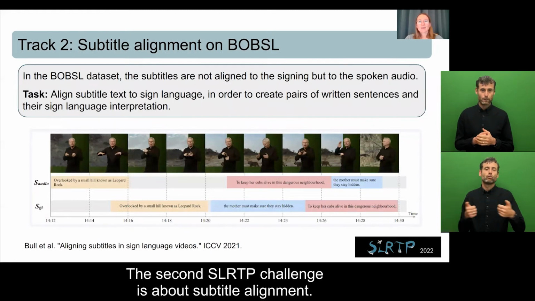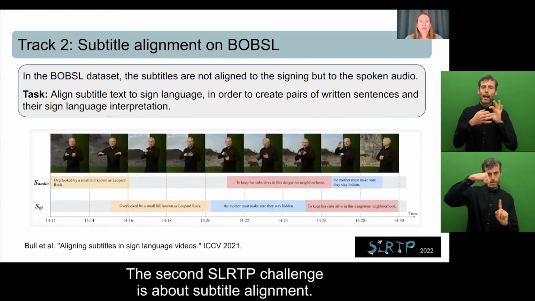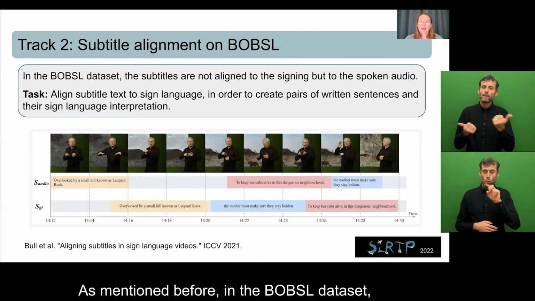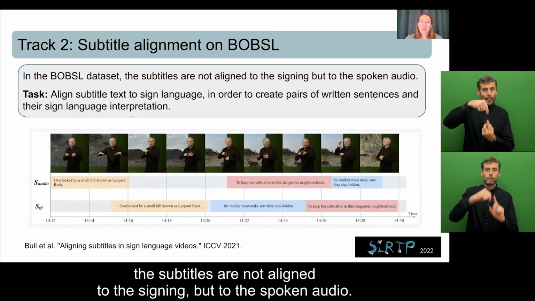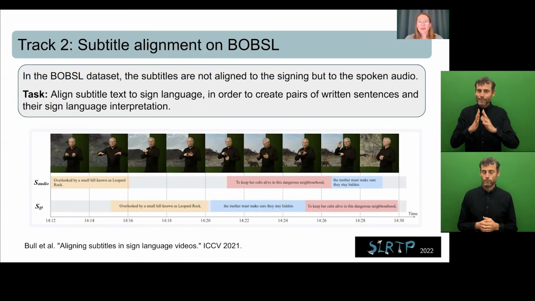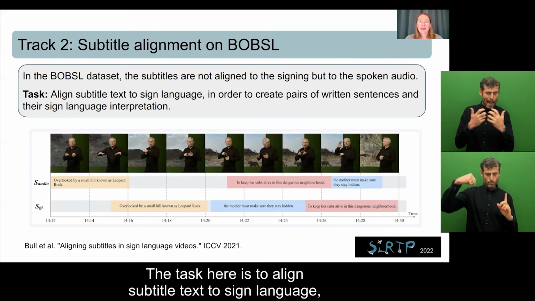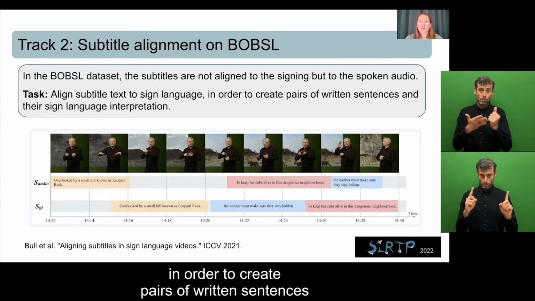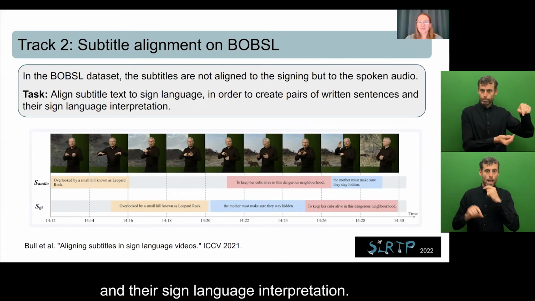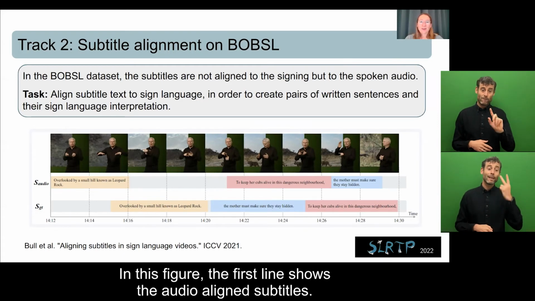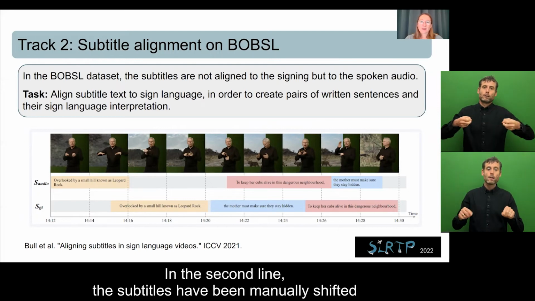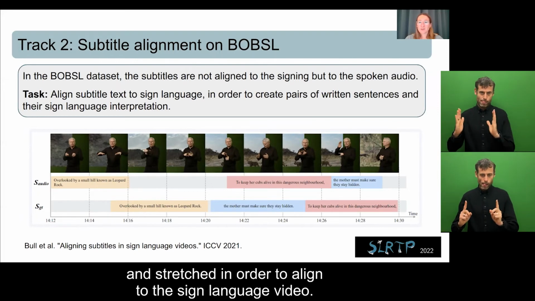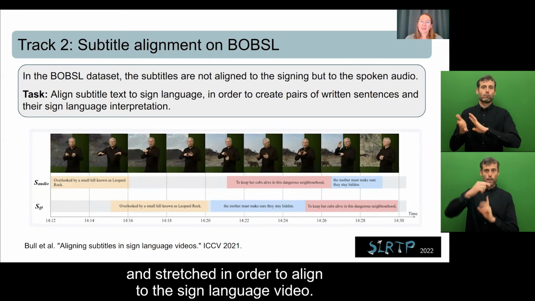The second SLRTP challenge is about subtitle alignments. As mentioned before, in the BobSL dataset, the subtitles are not aligned to the signing, but to the spoken audio. The task here is to align subtitle text to sign language in order to create pairs of written sentences and their sign language interpretation. In this figure, the first line shows the audio aligned subtitles. In the second line, the subtitles have been manually shifted and stretched in order to align to the sign language video.